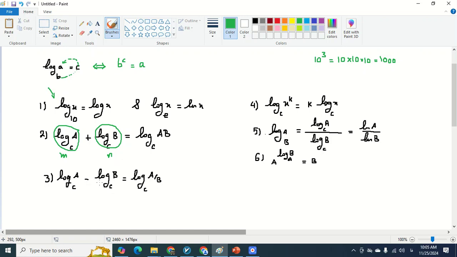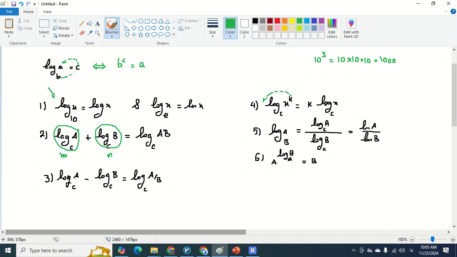If we have a subtraction, then the result will be log of a over b. And for the logarithm of x to the power of k, we have that k can come out from the logarithm. This type of property is used several times when we have the derivative of an exponent. It helps us to simplify that type of calculation indeed.